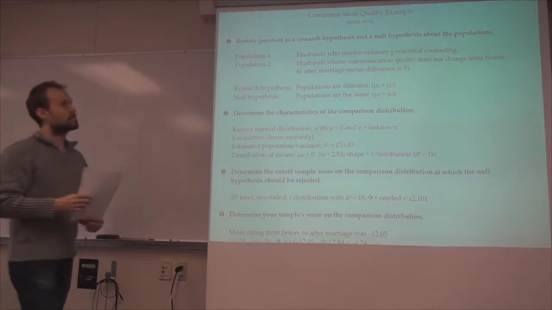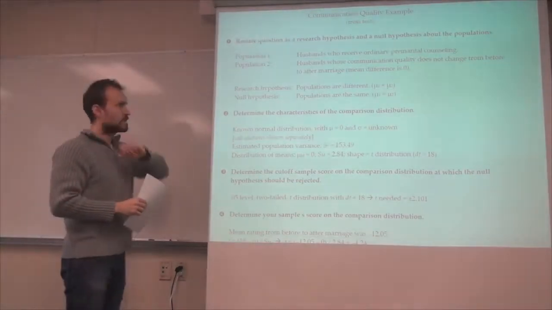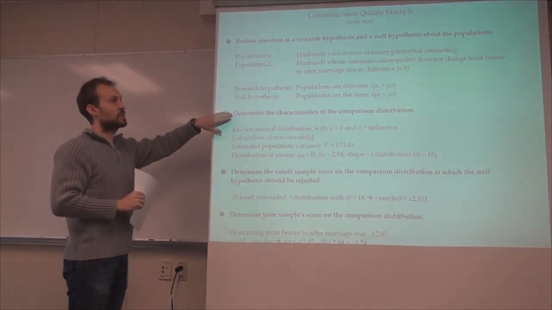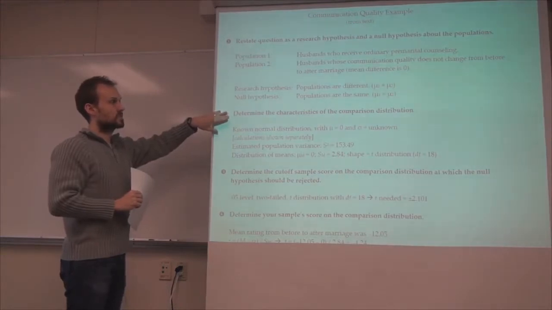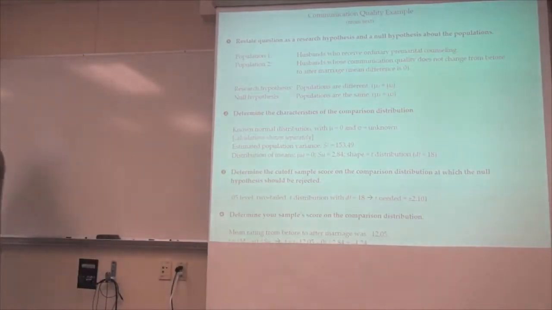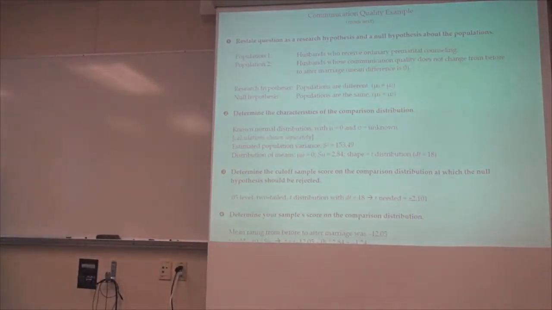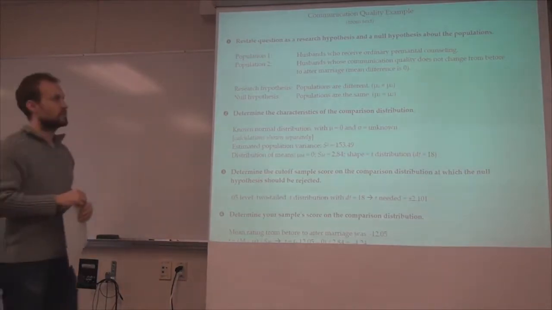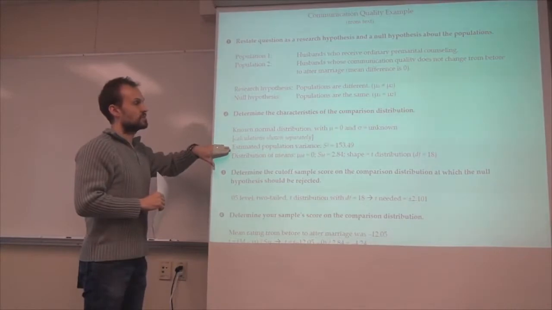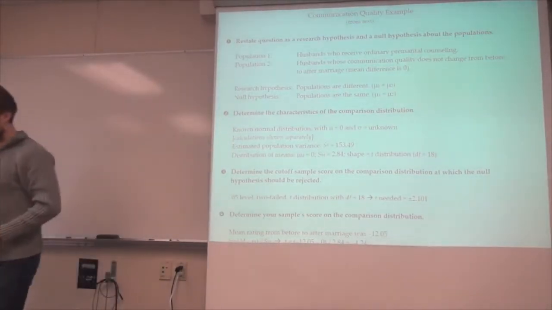Then I'm going to look at the comparison distribution, which is going to be the distribution of all possible differences. Under the null hypothesis, that's going to have a zero mean, meaning no difference, but I don't know the standard deviation. So I'm going to estimate the variance again. Let's look at the calculation.